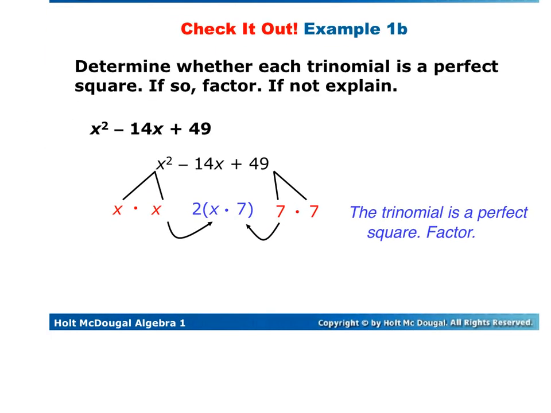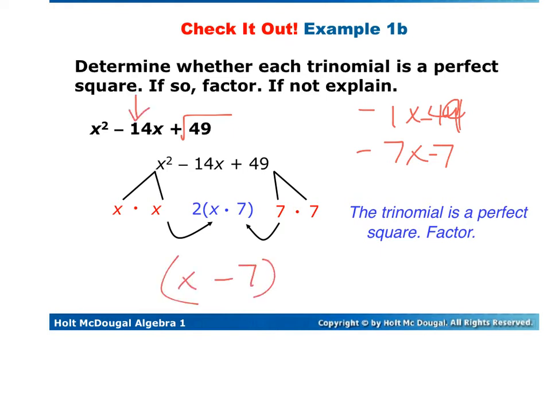Here's another one. Notice again, the beginning and the end are perfect squares. So we can either list the factors of 49 and then find the one that'll give me 14, or I can square root this. Notice the sign in the middle is negative. So it's x minus 7, x minus 7.